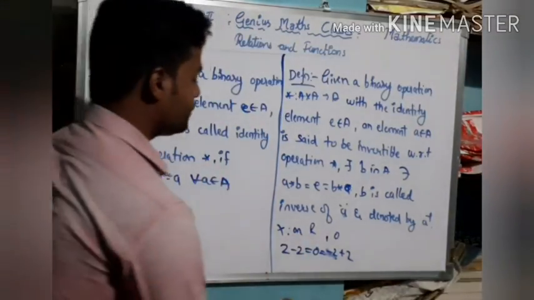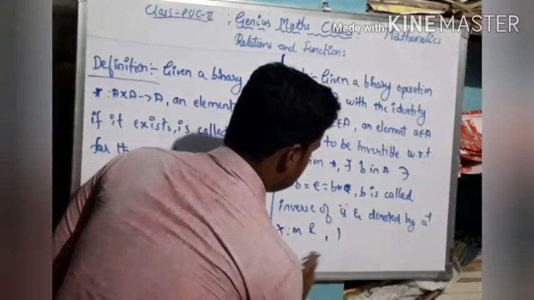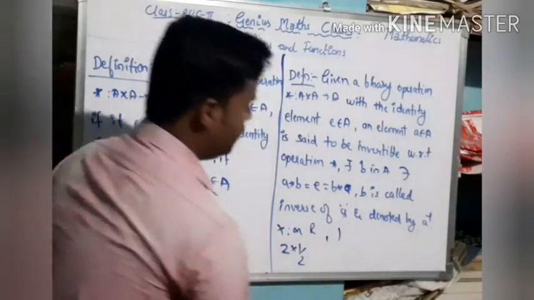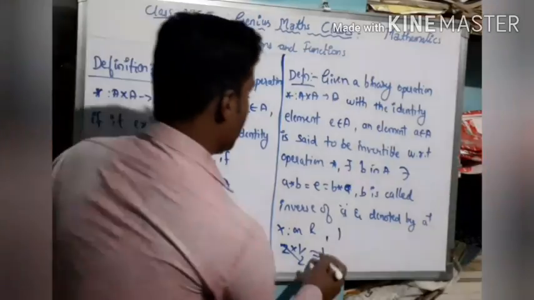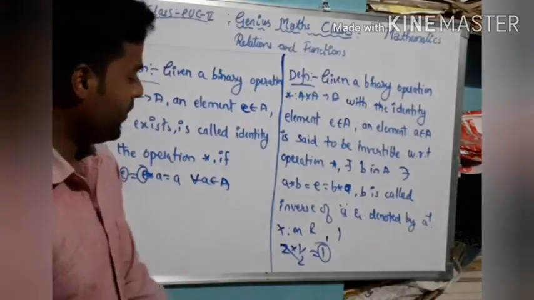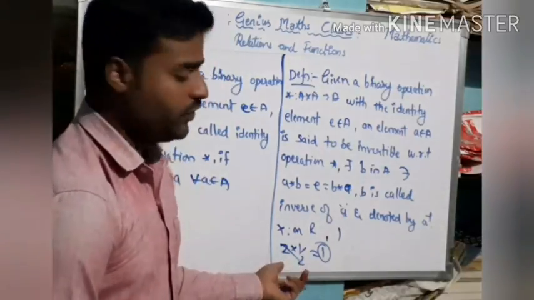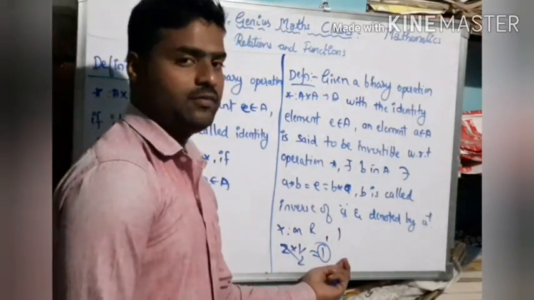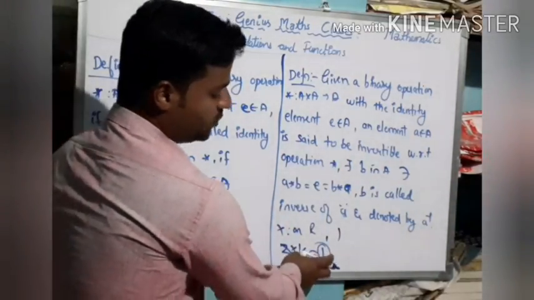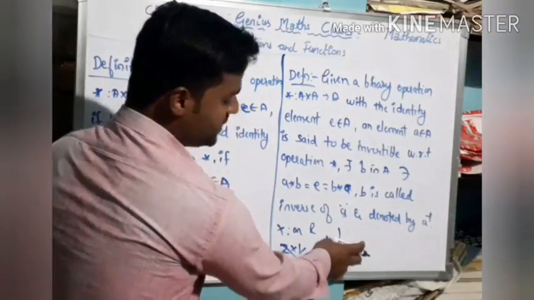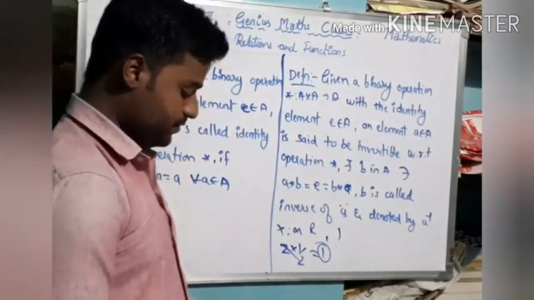Similarly, in multiplication, 1 is the identity. For 2, you will get 1 by 2; the 2 gets cancelled, and you get the result 1. So for any number, if you operate it with its inverse, you will get the identity. Then only can we call this number invertible.